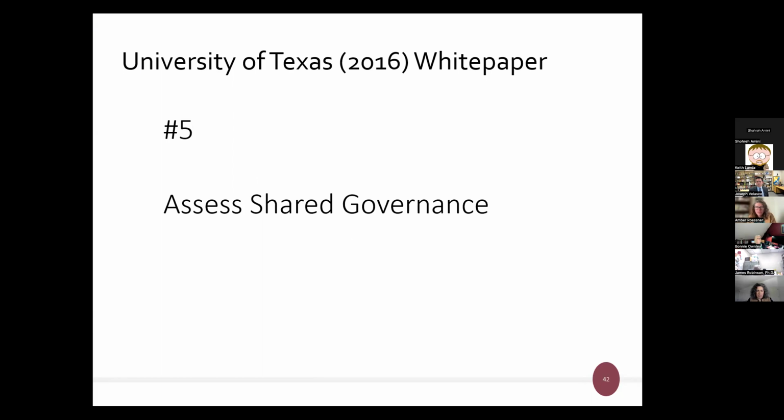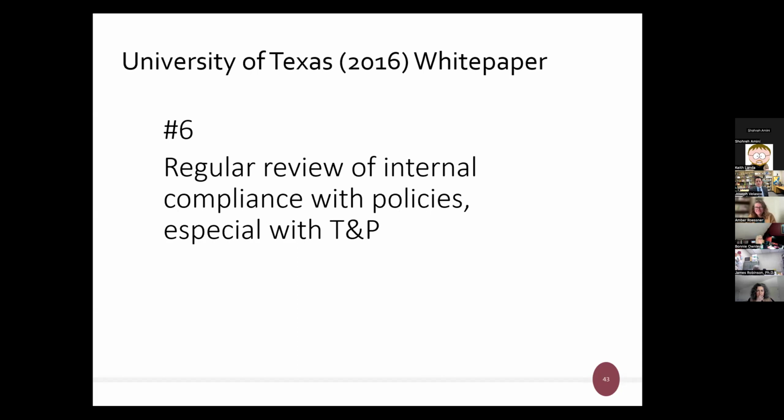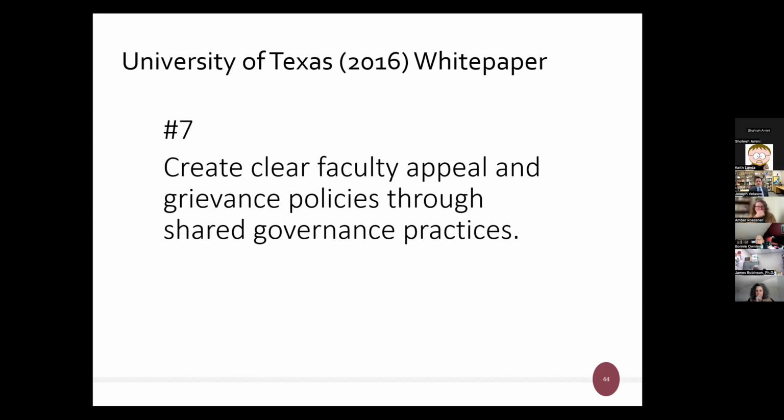Number 5, assess shared governance. We need to do that annually, and that's a hard thing to pitch to some administrators, but it's good to assess annually so that in times of good or bad, we can get to know the trends and know where we're at. Number 6, regular review of internal compliance with policies, especially with tenure and promotion. Sorry for the typo. Number 7, create clear faculty appeal and grievance policies through shared governance practices. That's a big one. When there's no justice, how can there be shared governance?